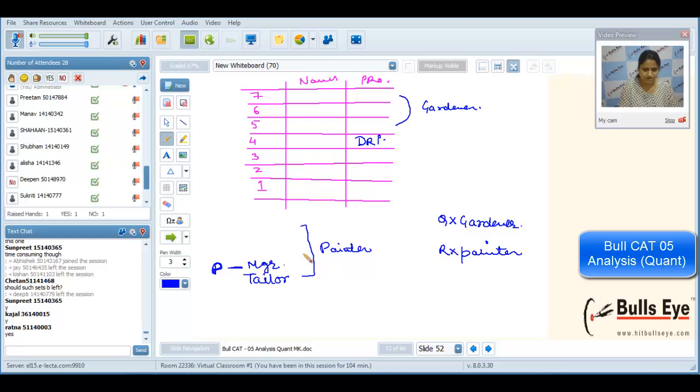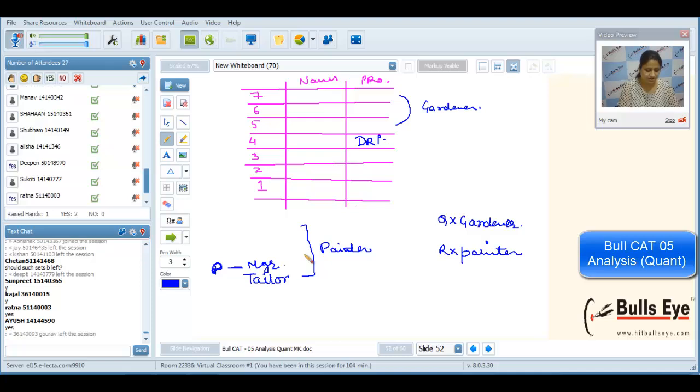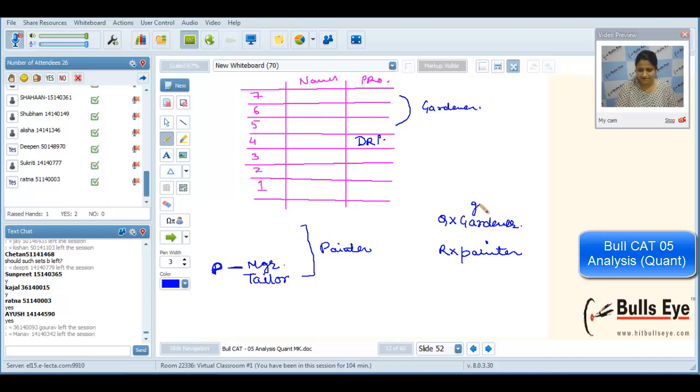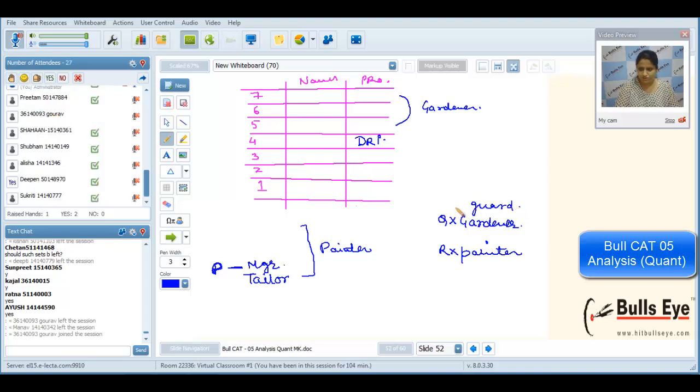Now the next thing. U, the banker, lives on the floor above the floor on which Q, who is neither the guard nor the painter, lives. Q is neither a gardener nor a guard nor a painter.